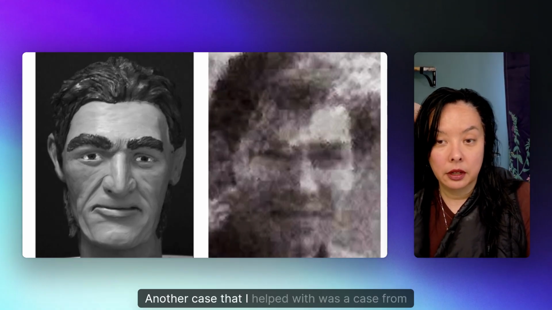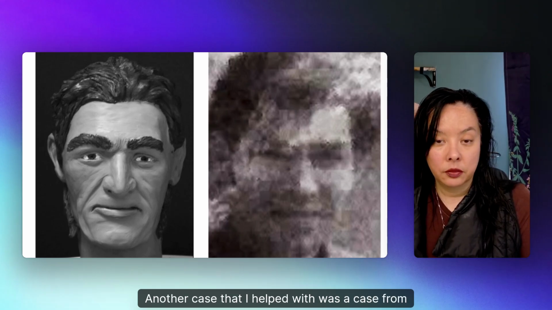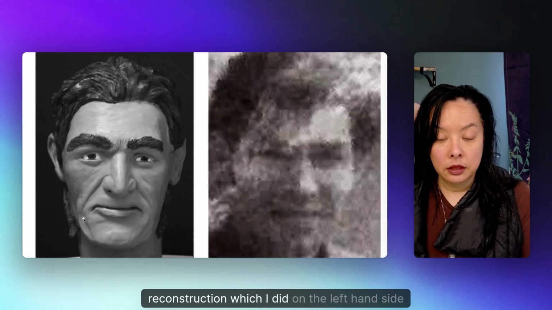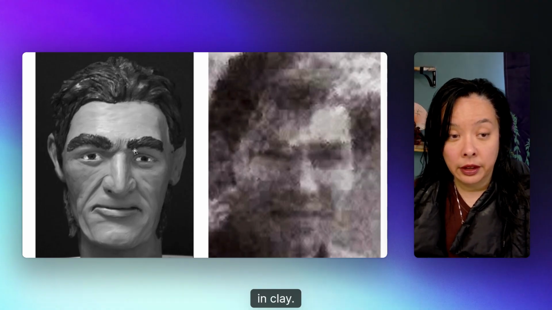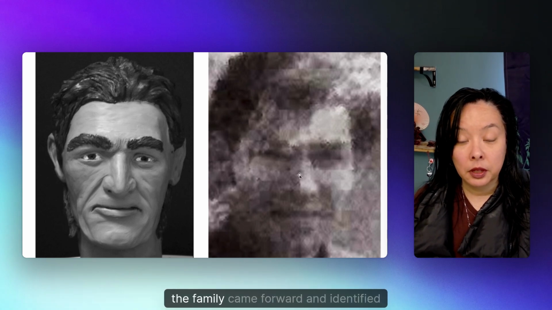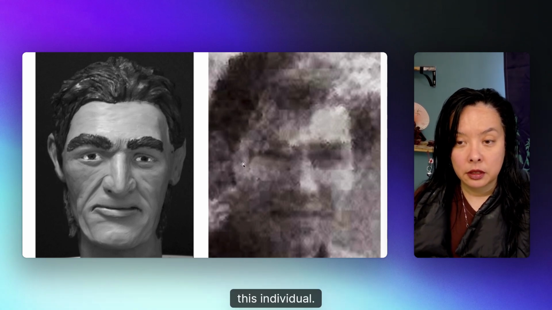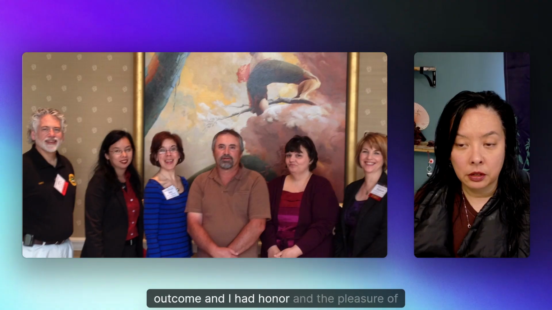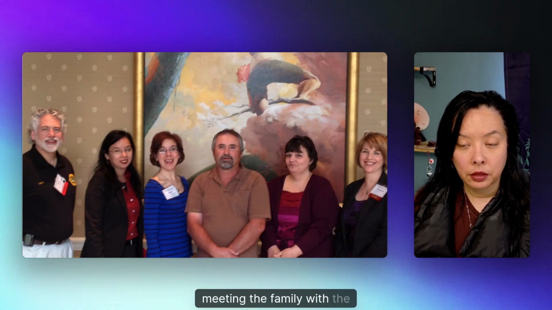Another case that I helped with was a case from 1975, and in 2012 I was asked to do a facial reconstruction, which I did on the left-hand side in clay, and the image was put out, and the family came forward and identified this individual. He was positively identified through DNA, and it was an amazing outcome. And I had the honor and the pleasure of meeting the family with the death investigator and the anthropologist at a conference.